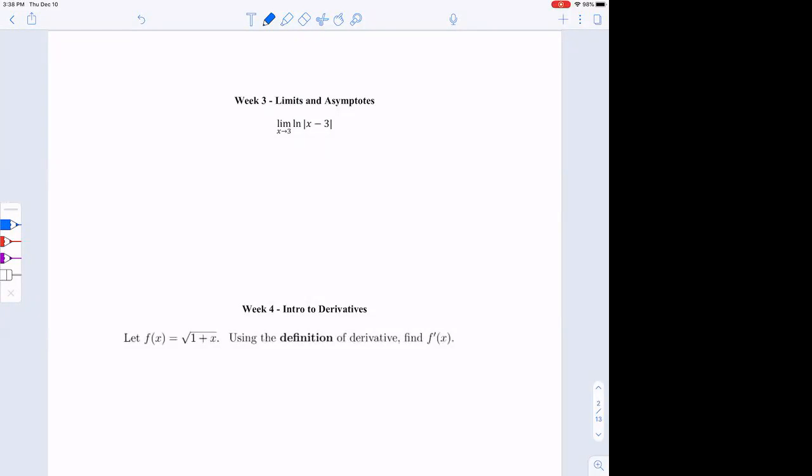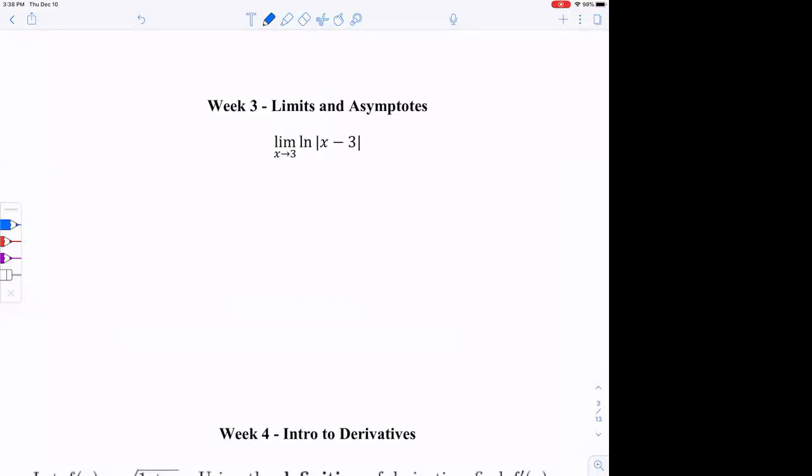this type of problem. So we have the limit as x approaches 3 of ln of the absolute value of x minus 3. So let's try to think about what happens inside of the absolute value. That's really always the key to the absolute value. So we're trying to plug in values of x that are close to 3. So it's going to be close to 0 when we're plugging in numbers here that are close to 3, like a 3.1 or a 2.9.